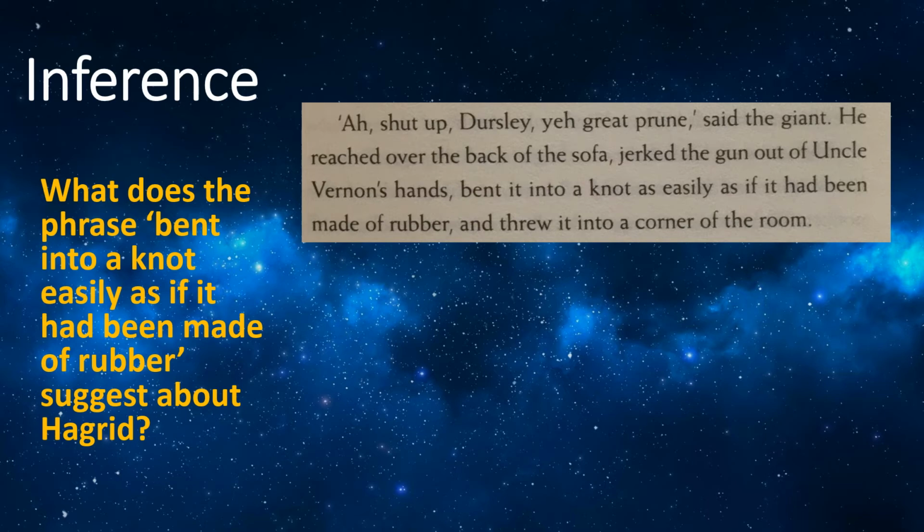"Shut up, Dursley, you great prune," said the giant. He reached over the back of the sofa, jerked the gun out of Uncle Vernon's hand, bent it into a knot as easily as if it had been made of rubber, and threw it into a corner of the room.